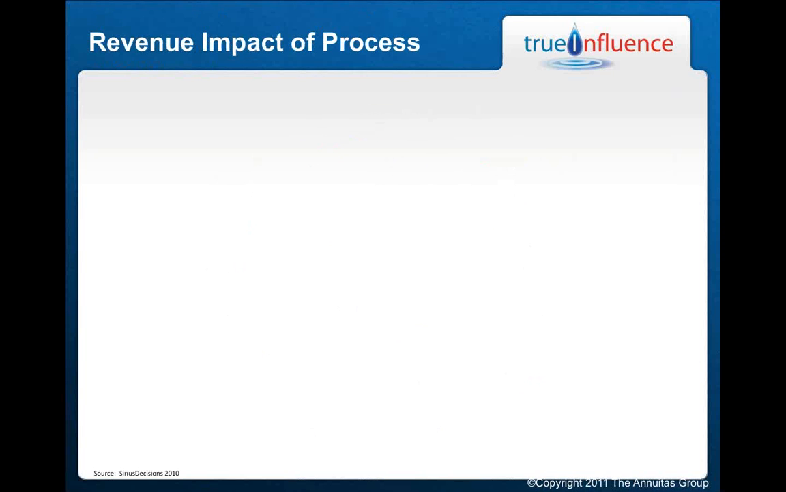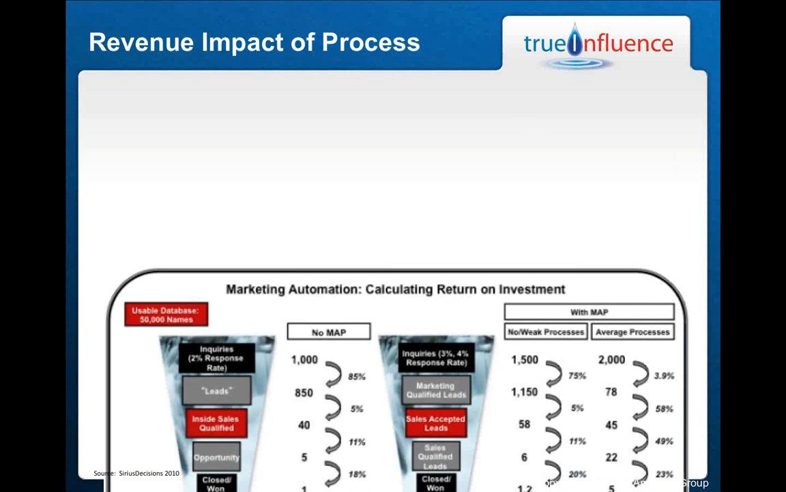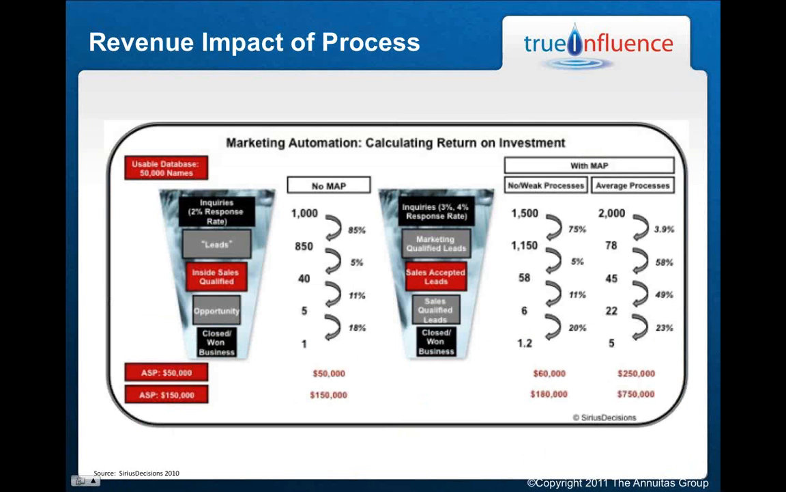So let's take a look at the revenue impact of this process. I mentioned earlier that Sirius Decisions had a study that came out that showed the revenue impact. What we have here is, on the left, an organization that has no marketing automation platform and no process. On the right side, we have two organizations, both of whom own marketing automation, one with no or very weak lead management process, and one that just has a foundational or average process.